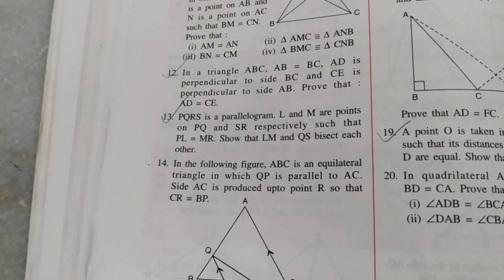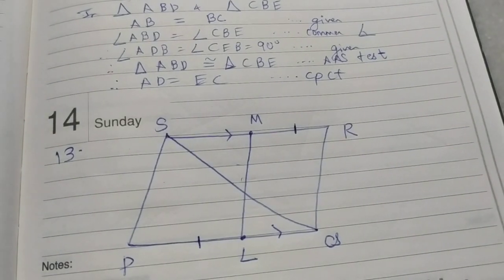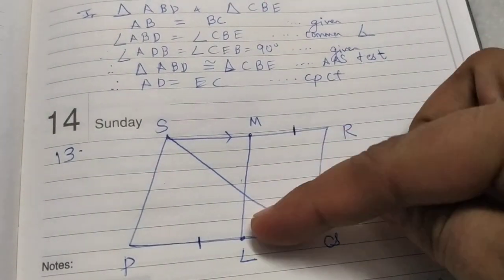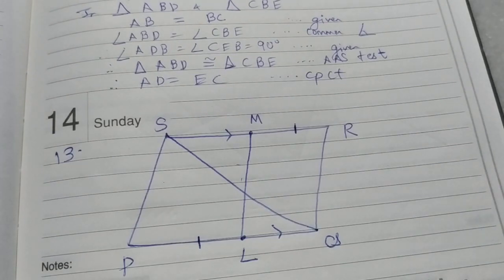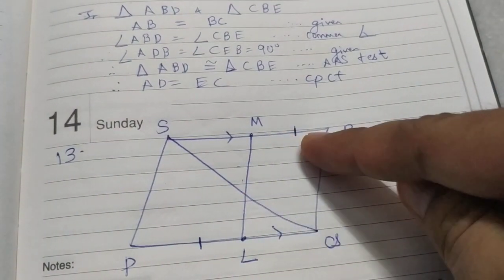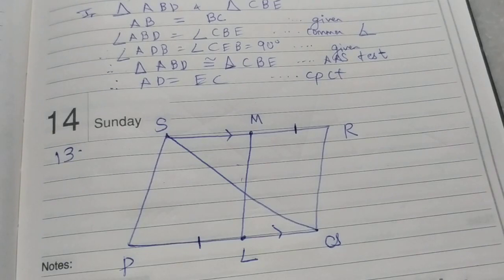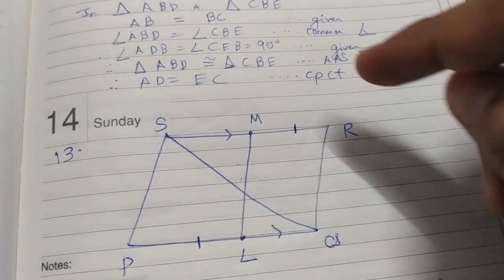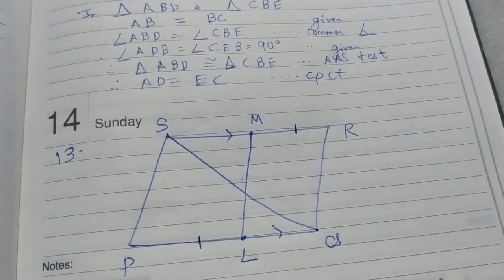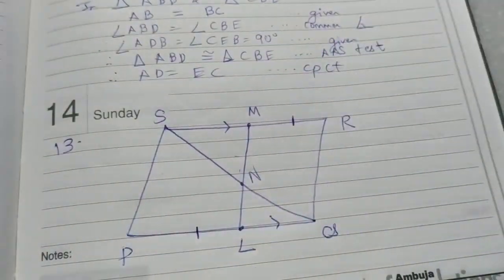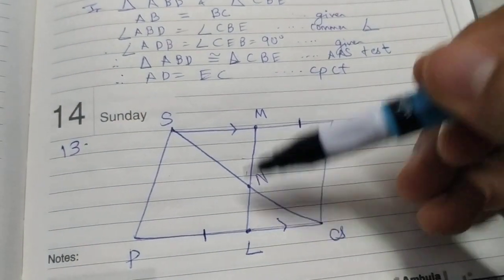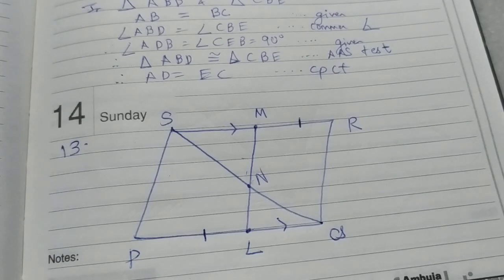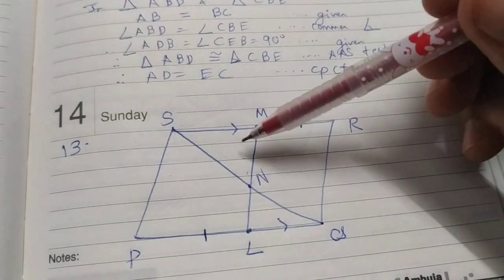In the 13th sum, it's given that PQRS is a parallelogram and L and M are points, but they are not midpoints. It's just that PL is equal to MR. And we have to prove that ML and SQ bisect each other. So if we imagine this point to be N, we have to prove MN is equal to NL and SN is equal to NQ. That's what we have to prove, which will obviously be CPCT, for which I have to prove these two triangles congruent.